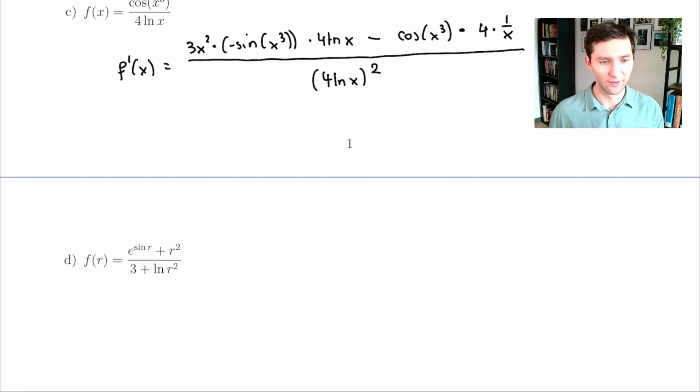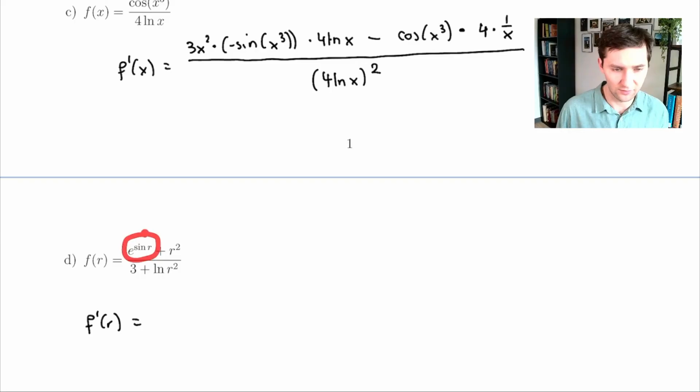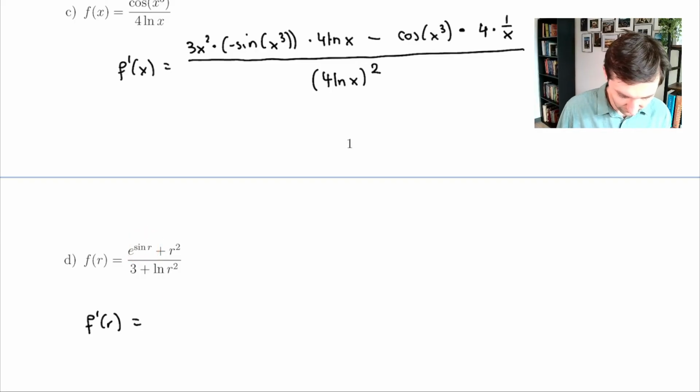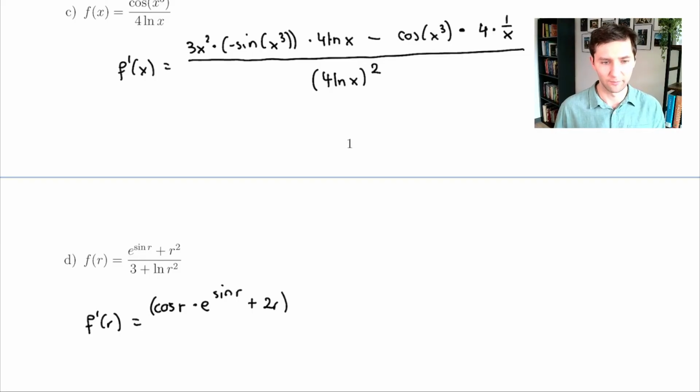Let's try one more. I do have a quotient rule again. And I start by saying f prime of r equals the derivative of the first function, which uses the chain rule. The derivative of sine is cosine of r. The derivative of e to some power is e to that power. The derivative of r squared is 2r. This is the derivative of the top. I must multiply it by the bottom.